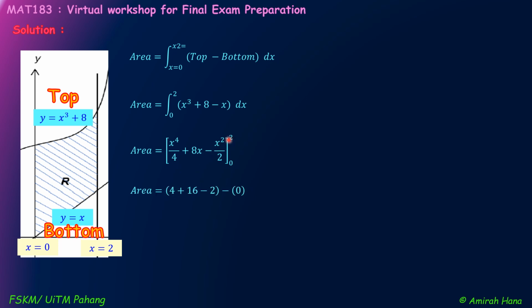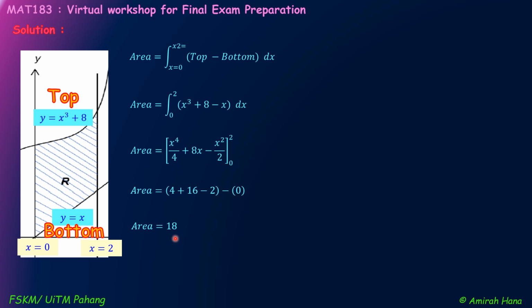Okay, lepas tu kita gantikan nilai upper limit dulu ke dalam variable x. Gantikan 2 kat dalam variable x ni. So that we have 2 to the power of 4 which is 16 divided by 4 equals 4. Plus 8 times 2 equals 16. And then minus 2 squared equals 4 divided by 2 equals 2. And then in between is minus. And then kita ganti pula lower limit 0 into variable x. So, dapat 0. And then we simplify, so we get area equals 18.